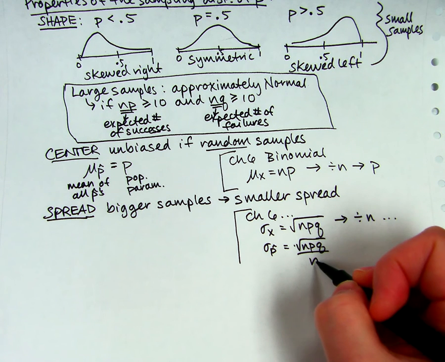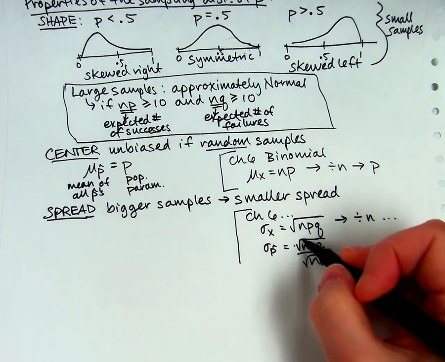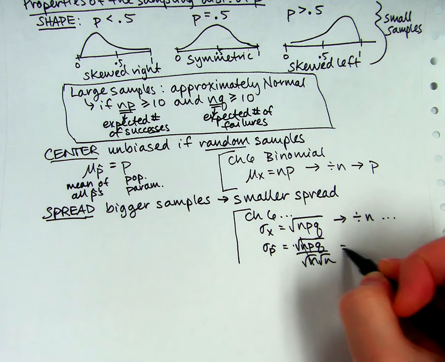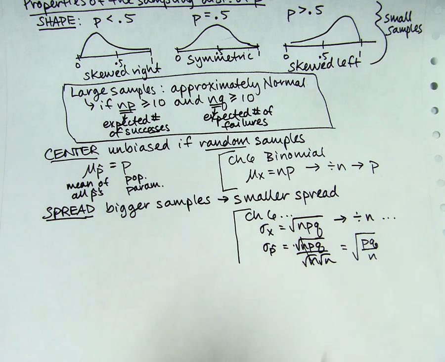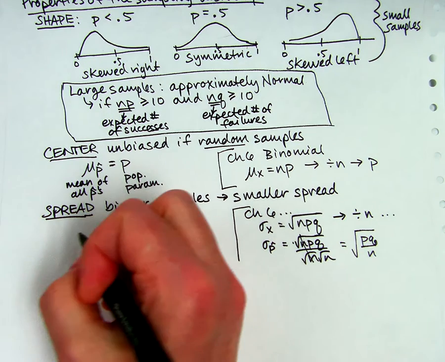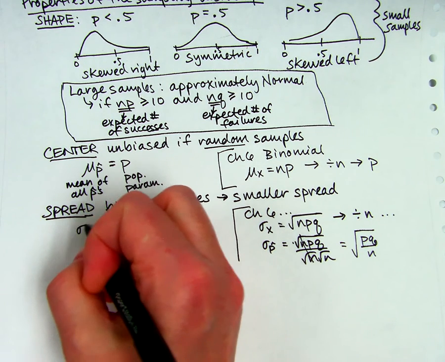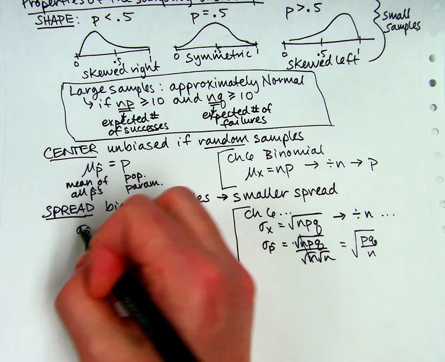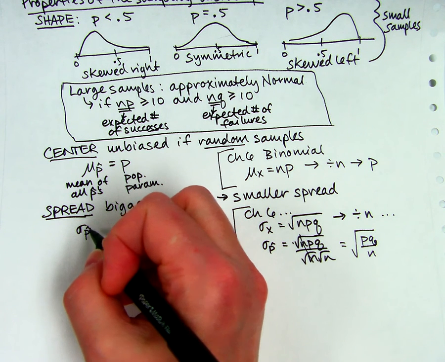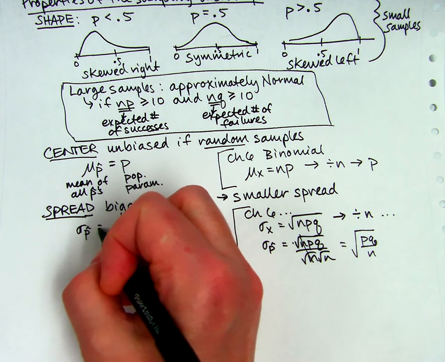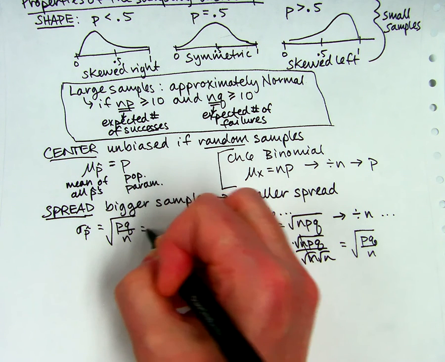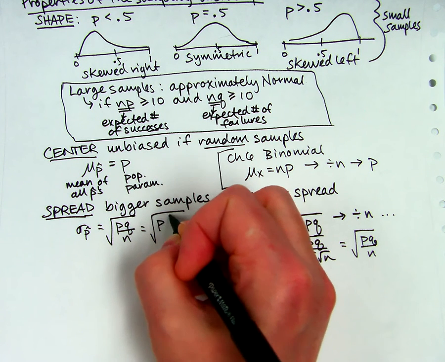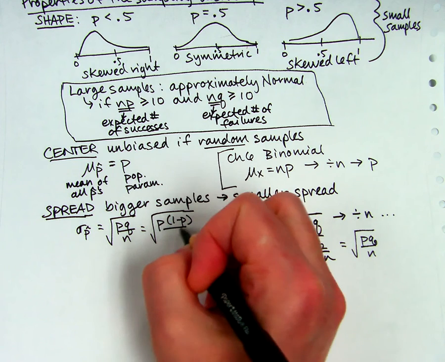n could be rewritten as square root of n times square root of n. And then this one cancels. And you end up with square root of pq over n, which is basically the formula that I'm going to write over here slightly bigger. The sampling distribution of p hats has a standard deviation of square root pq over n. And again, that q, in your book, you'll see it written like this. That q is the same as 1 minus p.